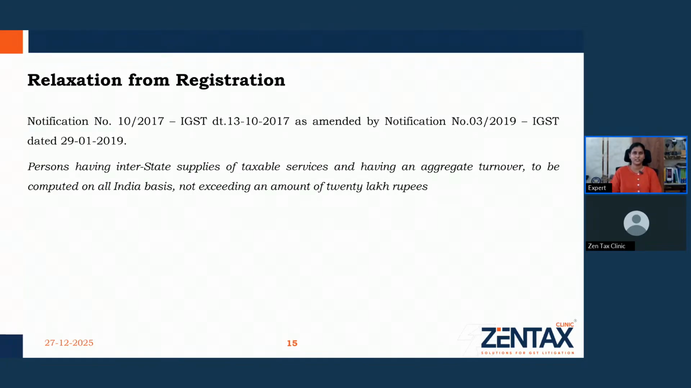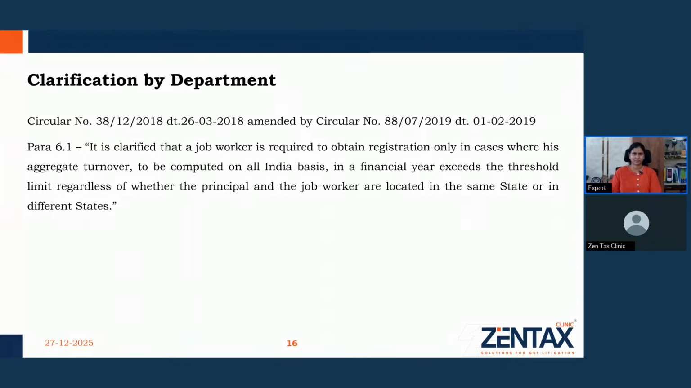That is, for a job worker, even though they make interstate supply, their aggregate turnover should be calculated on an all India basis not exceeding an amount of 20 lakh rupees. This compulsory registration for interstate supply is not applicable to these job workers. Even though they make interstate supply, only if their turnover crosses 20 lakhs, they need to get compulsorily registered.